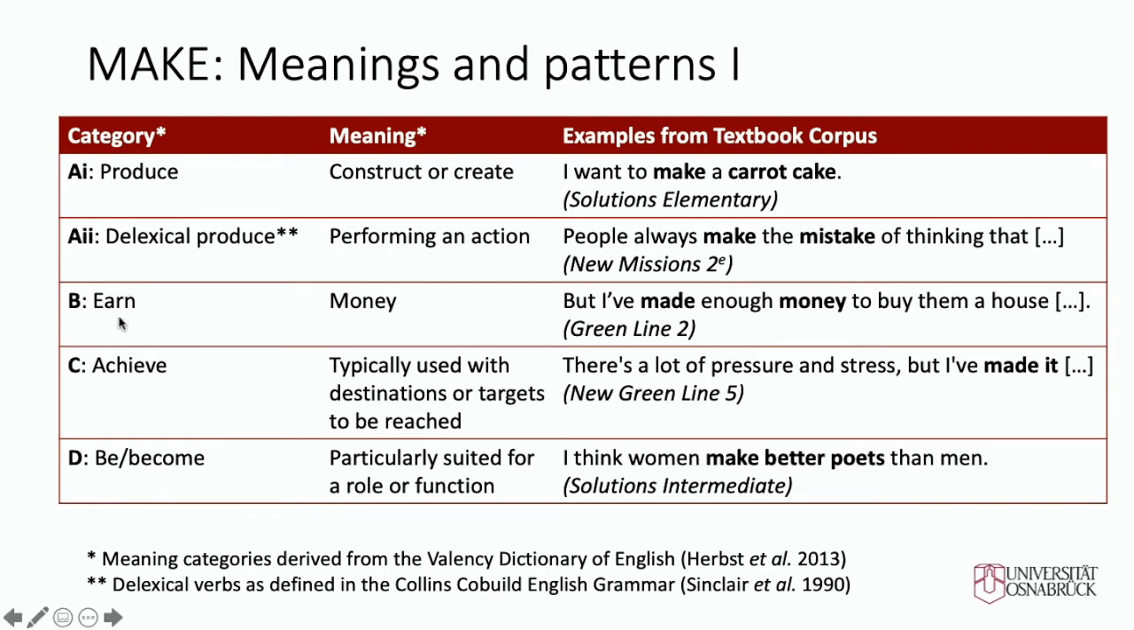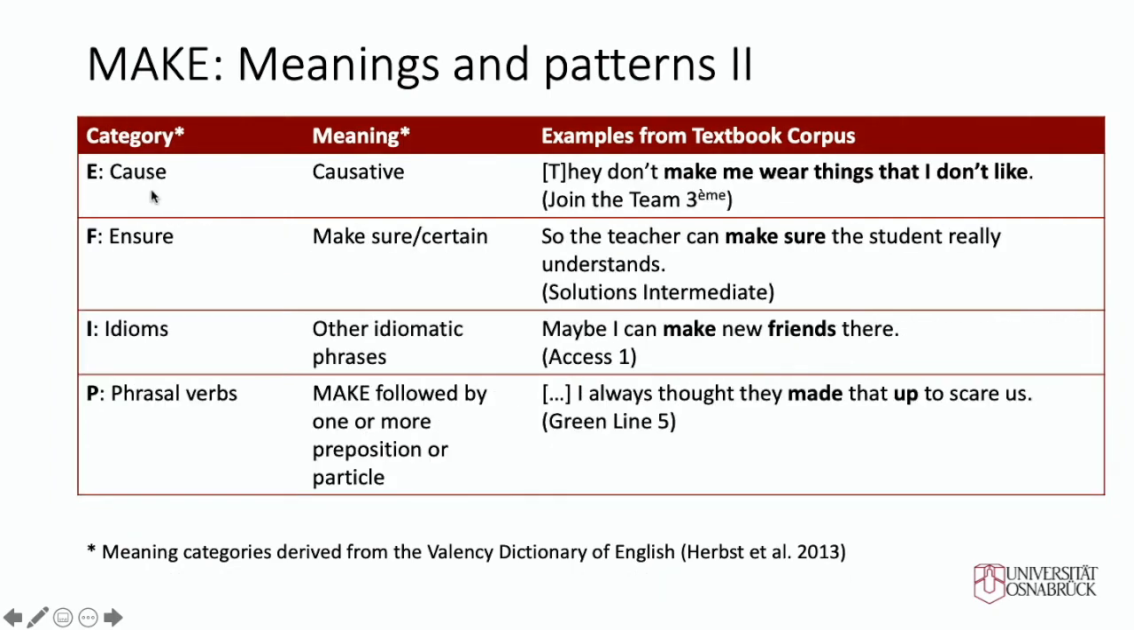The third category is make in the sense of to earn money. So I've made enough money to buy them a house. The next category is to achieve, in the sense of I've made it. Then there is a sense of be or become. I think women make better poets than men. We have a causative make in the sense of they don't make me wear things that I don't like. Make in the sense of ensure. This is mostly with the collocates sure and certain. So to make sure or to make certain that something happens.